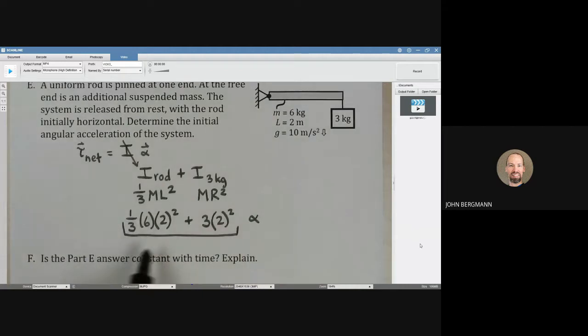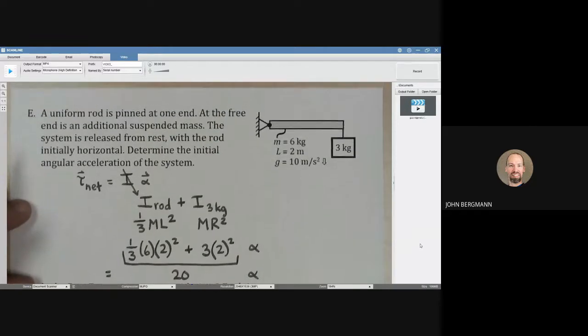Can we do this in our head? What does this come out to? This is 2, that's 8, and that is 12, so that's 20. 20 times alpha. That's what the right side of the equation boils down to. How about the net torque?